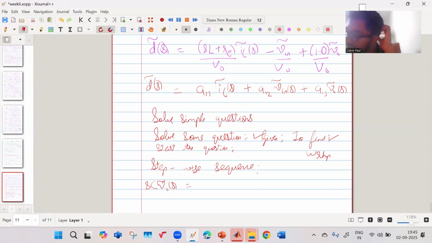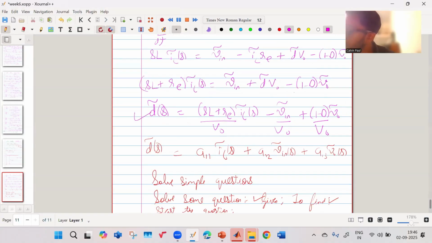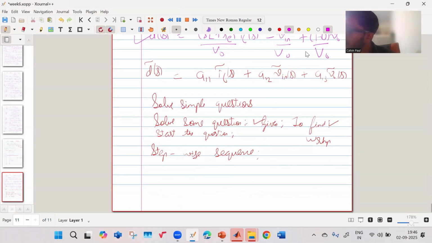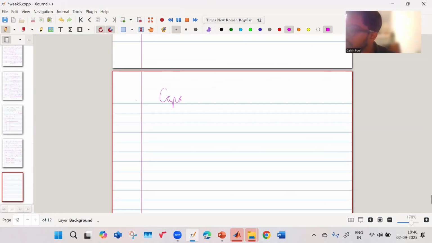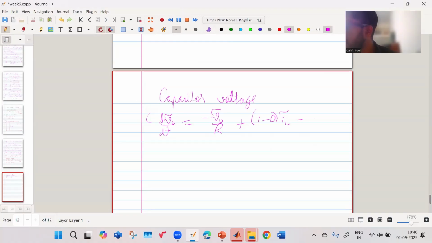Let me just show it, because it is there. So this is for the D perturb of S. We get it from the inductor current dynamics. We will now go for the capacitor current dynamics, capacitor voltage dynamics, so that we know how it was. C dV output perturb by dt is equal to minus V output perturb by R plus 1 minus D into IL perturb minus D perturb into IL, right?